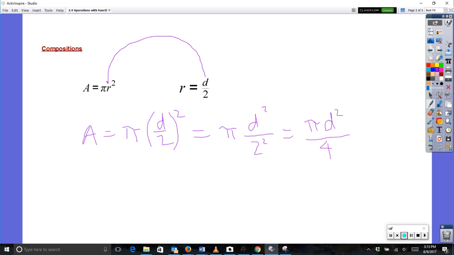Right there is an alternate formula for the area of a circle using diameter instead of radius. And there we're using the composition of two functions.